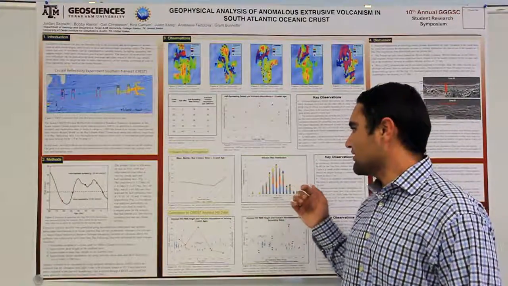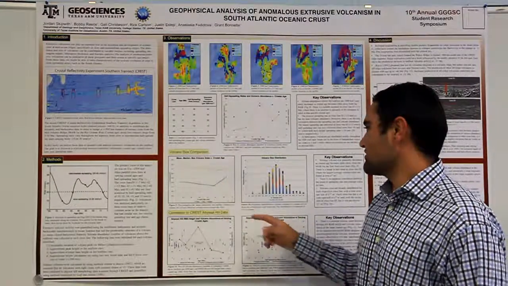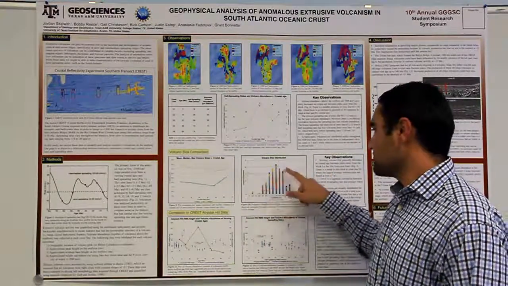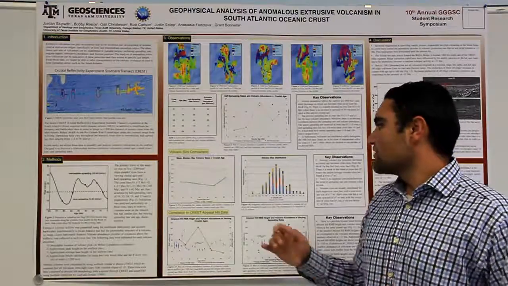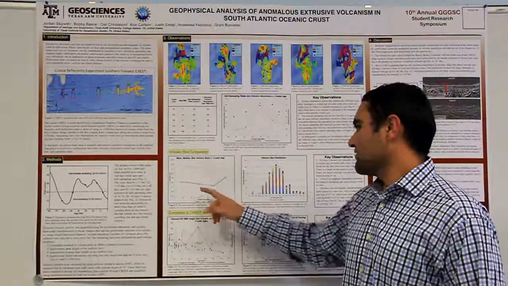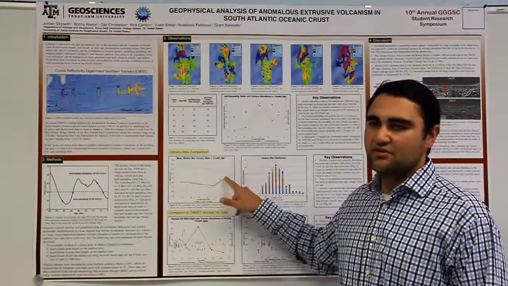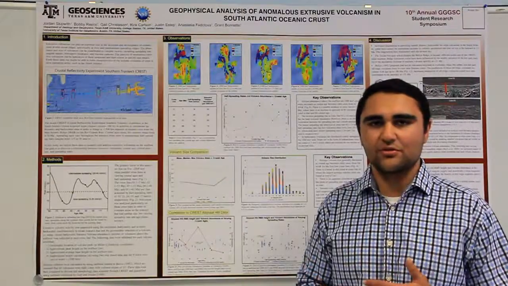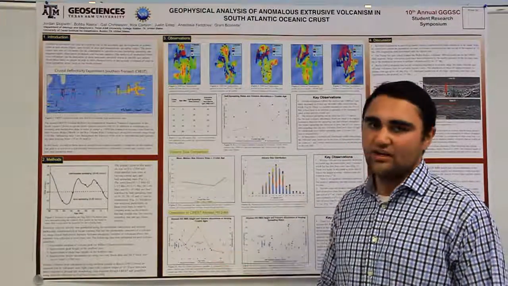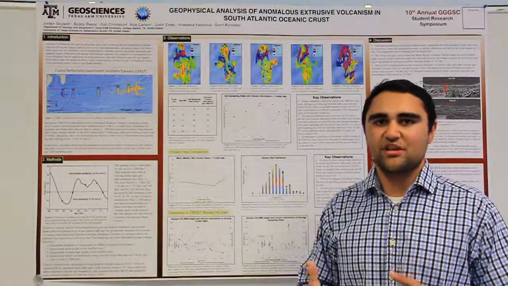So the next thing we did was we compared the average volcanic sizes at each of the cross lines, as well as compared the volcanic distribution at each of the cross lines as well. So generally the average volcanic size stays about the same throughout the transect from 7 million years old to 48 million years old. However, once you get into the oldest cross line at 63 million years old, we see an increase in volcanic size. So we believe that this is due to the influence of sediment cover.